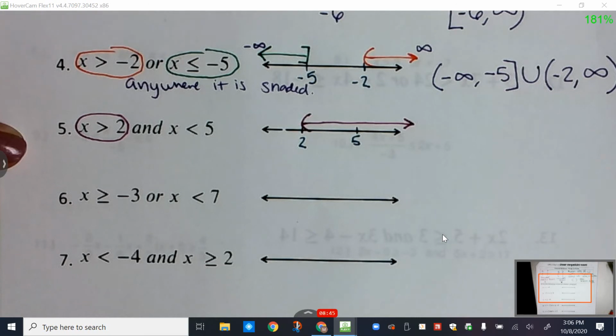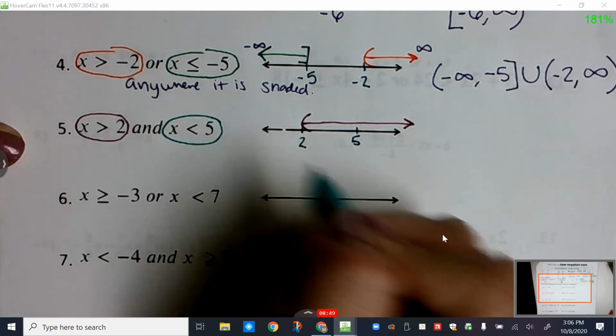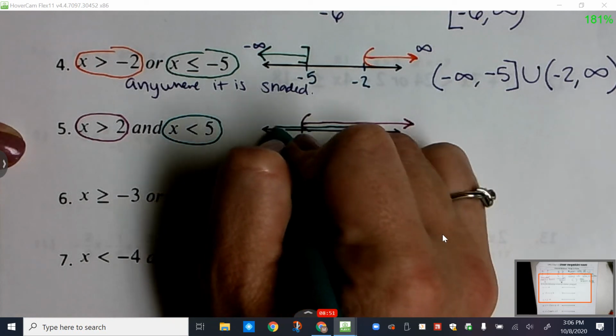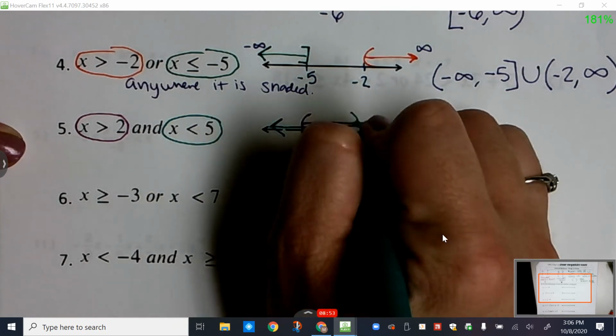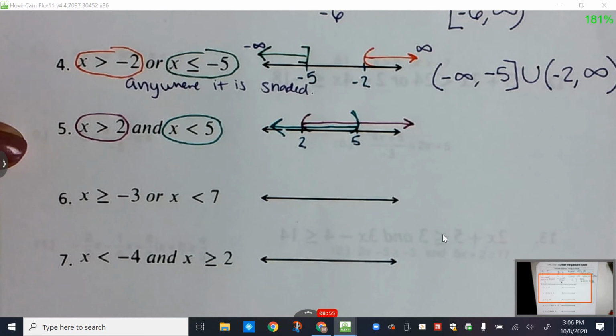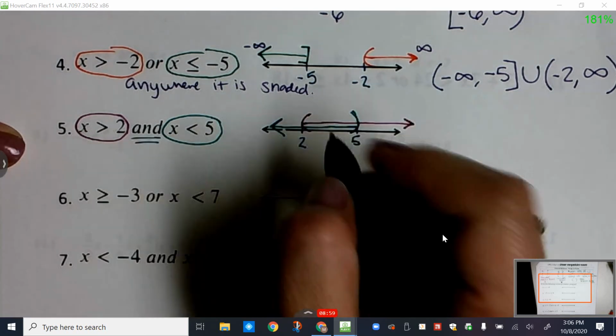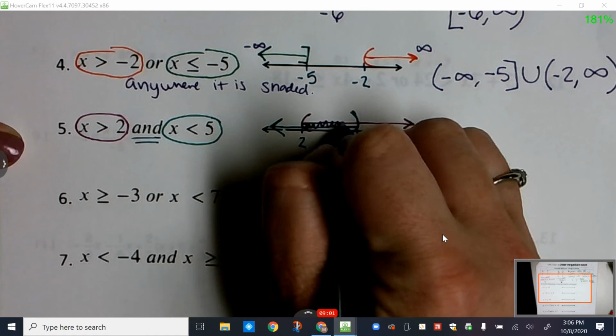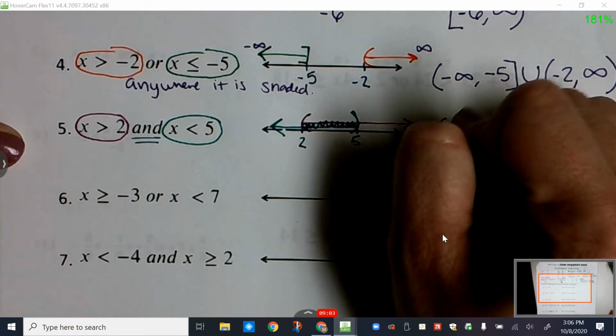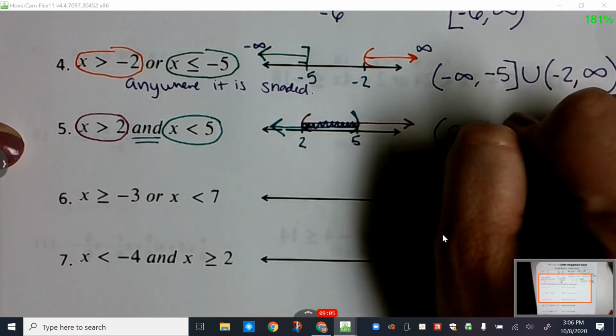And then we have X is less than 5. Well, less is to the left. It's not equal to, so it's got a parentheses. So here again, we have to use the double shaded because it says and. So and is where they overlap. And so it goes from 2 to 5.